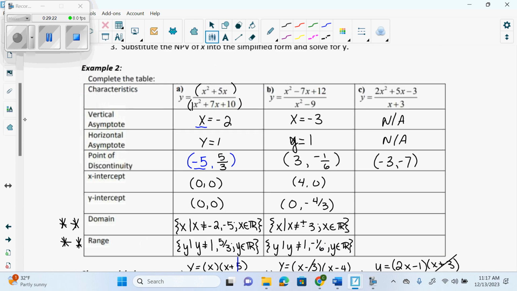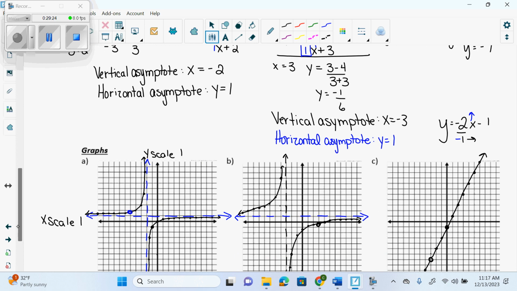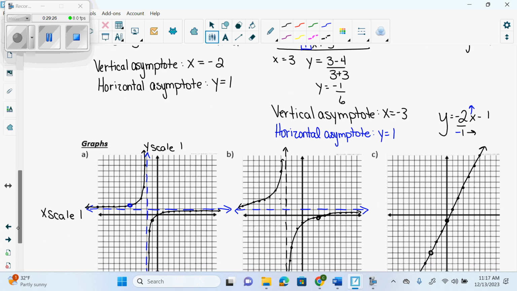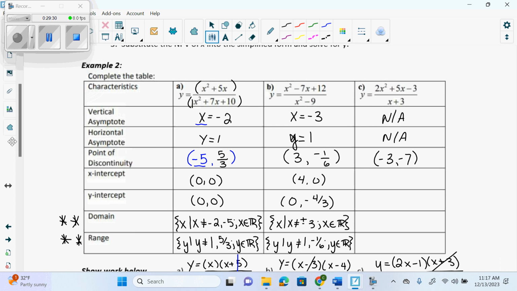And then my y-intercept is at 0 and negative 1, and my x-intercept is at a half, 0. And then my domain is just the x of the point of discontinuity, it can't equal negative 3. And my range is just the y of the point of discontinuity, can't equal that.